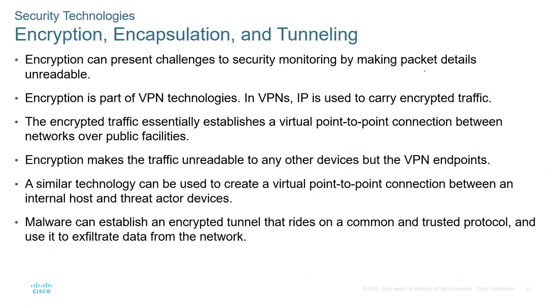We also have our encryption, encapsulation, and tunneling. Encryption, encapsulation, and tunneling could be used in VPN technology or point-to-point technology or variations. Encryption makes the traffic unreadable by other devices, except the endpoint, or the destination. Malware can establish an encrypted tunnel that rides on common and trusted protocols to actually exfiltrate data from the network. So sometimes encryption leaving the network could be a bad thing.